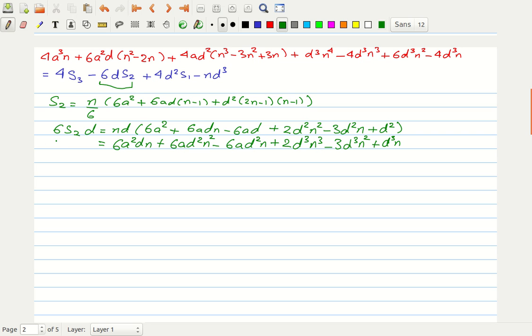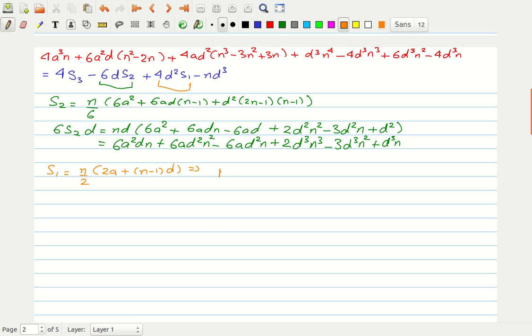Right? And this is 6s2d. Now let us consider what is going to be the value for 4d square s1. Let us calculate it. We know that s1 is equal to n by 2 times 2a plus n minus 1 d. This is the formula for the sum of the AP. So what is the value of this?